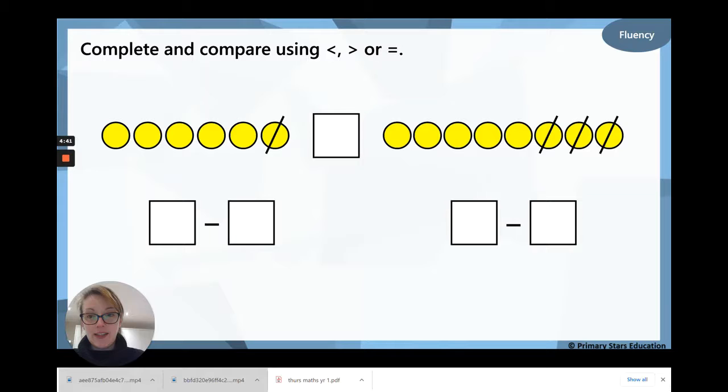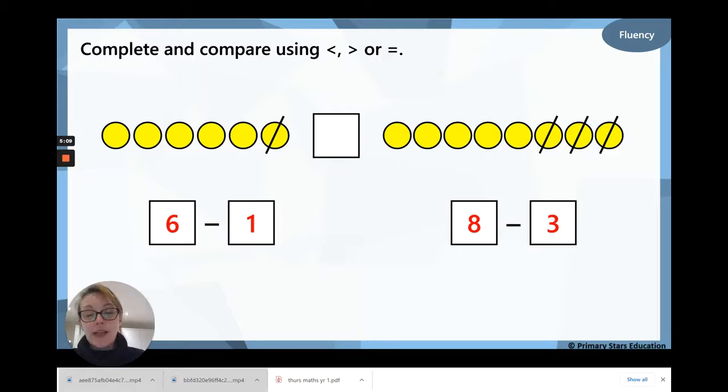Okay, again, another subtraction number sentence to try and work out now. So the first one, we have 6 counters and we are subtracting 1. You can see 1 has been crossed out. And the other side, we have 8 take away 3. So again, the first job is to work out the answers to both of those calculations. So you can pause the video for a second and see if you can work out what the answers are.